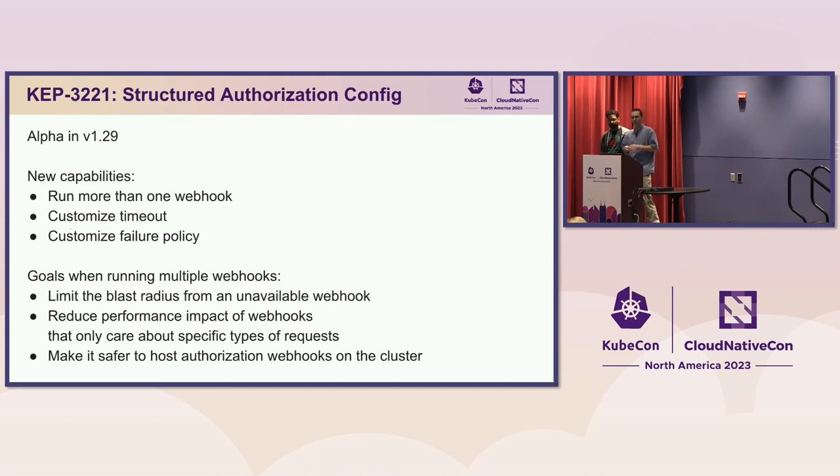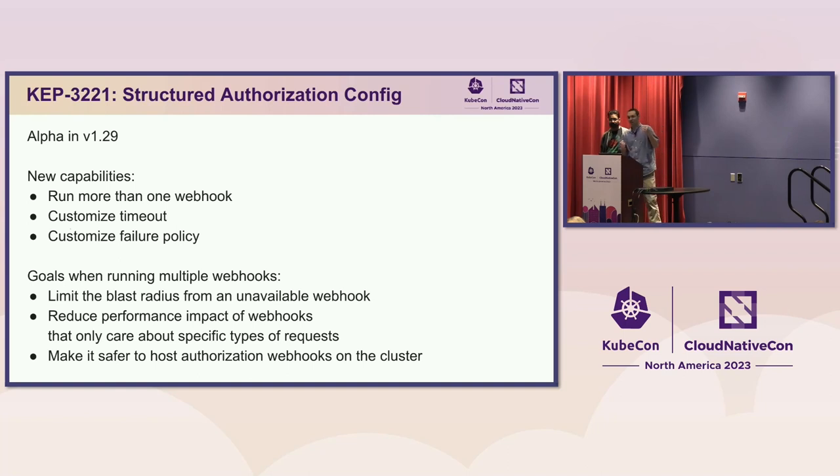And so as soon as we start talking about running more than one of these, we have some questions, some goals. Can we limit the blast radius of these webhooks? If we know that the local one we're going to run that has some deny opinions only cares about requests shaped a certain way, can we avoid sending other requests to that webhook, avoid paying the latency cost, avoid paying the reliability cost?